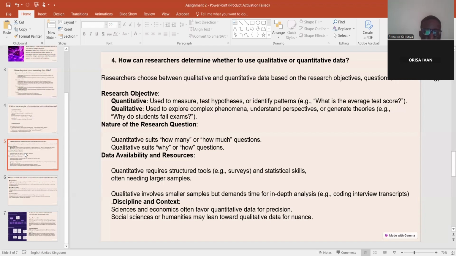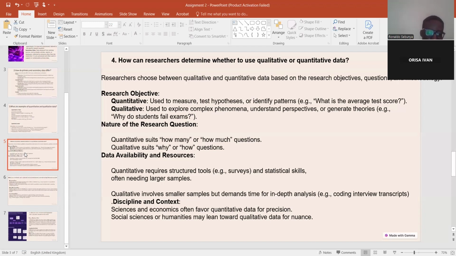That's qualitative. Then data viability and resources is another factor we need to consider. Quantitative basically needs structure. It needs things like surveys and a big sample group of the population in order to get that quantitative data. For qualitative, we want a smaller group of people, and it's intense. It takes hours to get the right information, getting interview scripts, and we have to give it a lot of time.